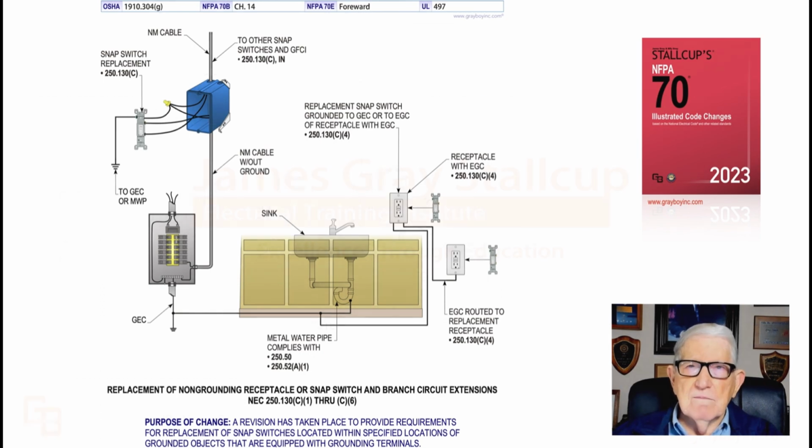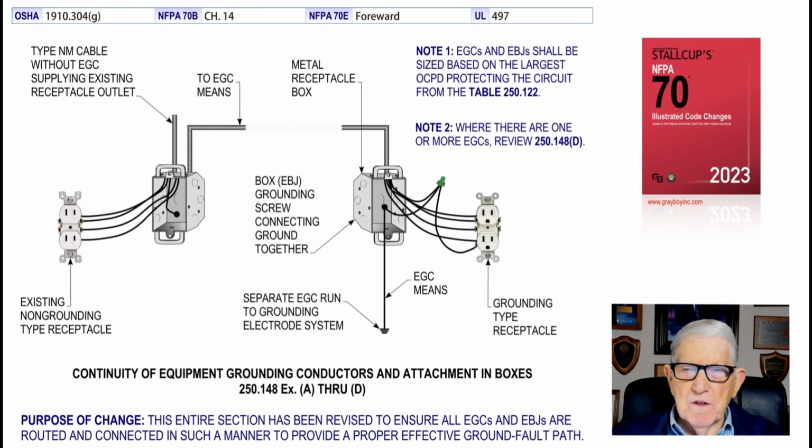Now, this illustration deals with the continuity of equipment grounding conductors and attachment in boxes. And of course, this is all in accordance with 250.148, exceptions A through D. The purpose of the change was just to ensure that all bonding jumpers, metal raceways, metal boxes, and equipment grounds were bonded together to create an effective ground fault path in accordance with 250.4(A)(5).